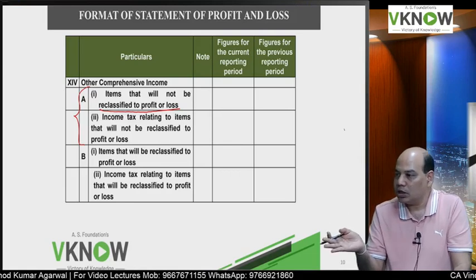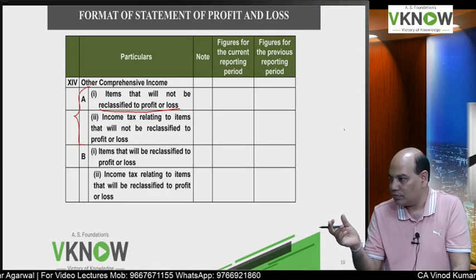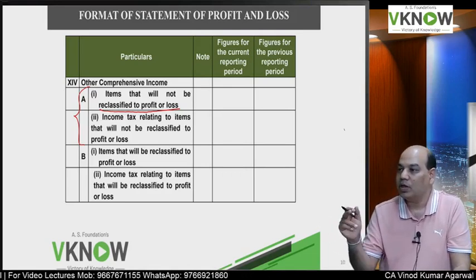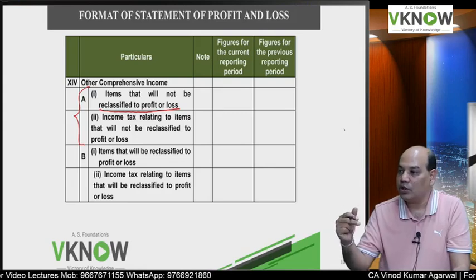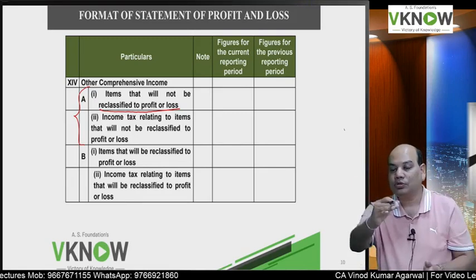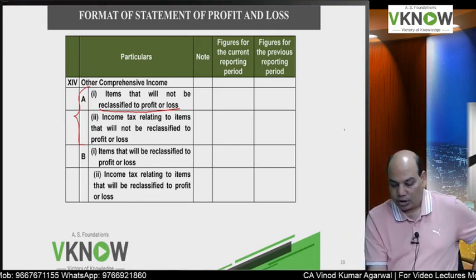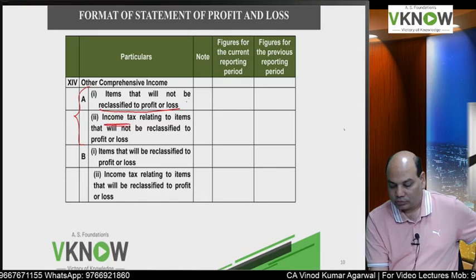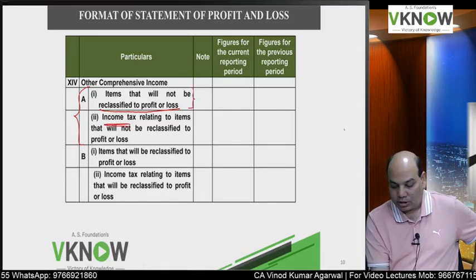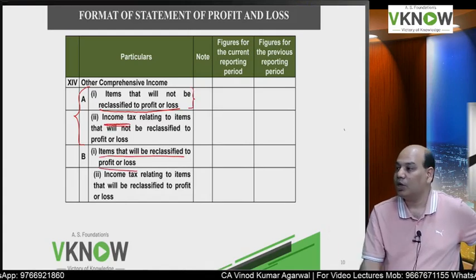but they will transfer to other component of equity, like for example revaluation reserve. Once the asset is sold, it will not be transferred to revaluation reserve, will not be transferred to P&L account, but it will be transferred to general reserve. Okay. And income tax on this item, that also you have to present. Then items which will be classified to P&L account.